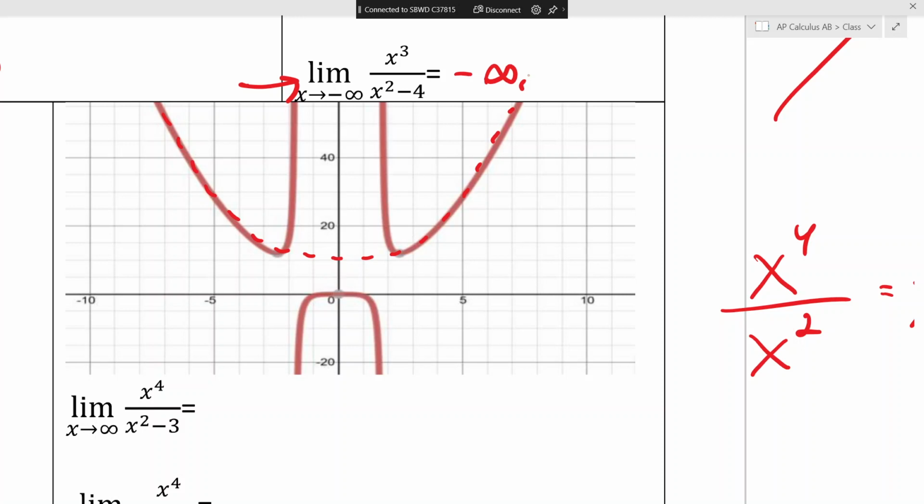Infinity and negative infinity, or just infinity? Negative infinity also, yes, because that's on the left side. We feeling good? Okay? All right, another example.